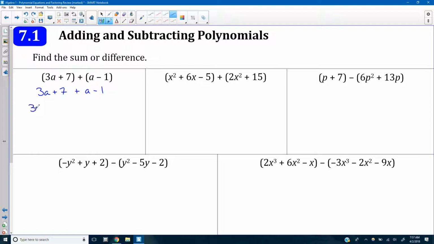So I'm going to reorder these here. I'm going to write the 3a and the a right next to each other. These terms should combine. And then that 7 and that negative 1 right next to each other there. 3a plus a is 4a, and 7 minus 1 is 6, so you're left with 4a plus 6. That's what happens when you combine.